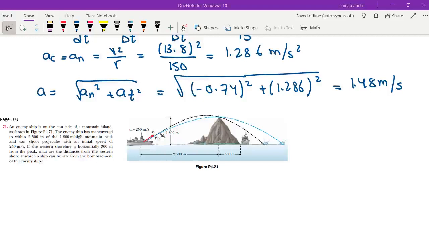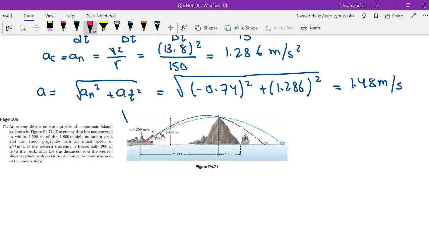If the western shoreline is horizontally 300 meters from the peak, what are the distances from the western shore at which a ship can be safe from the bombardment of the enemy ship? I will describe briefly what we have. We have a ship. The ship is going to shoot projectiles.